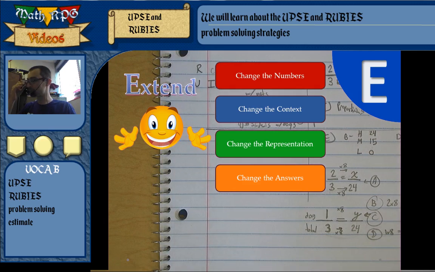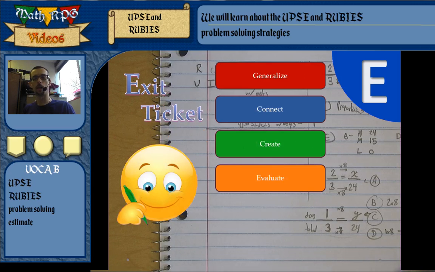I could change the representation. I could maybe put a table in there and ask you to find what the proportion is, or maybe I could put in a graph, right, and ask you to find the table. There's lots of different things we could do. So yeah, as an exit ticket, I could do any of these things.